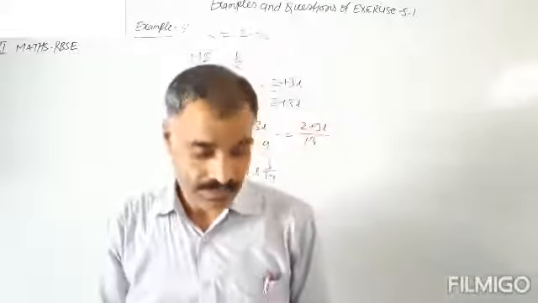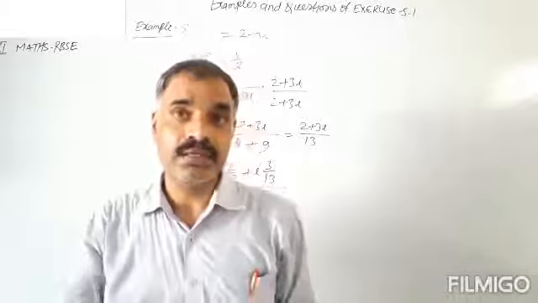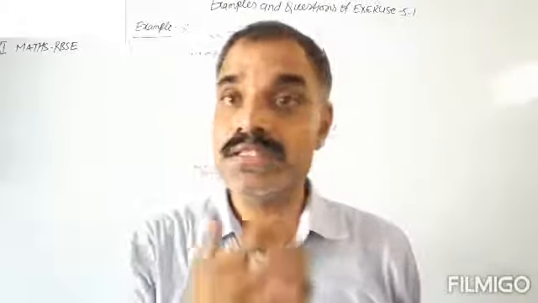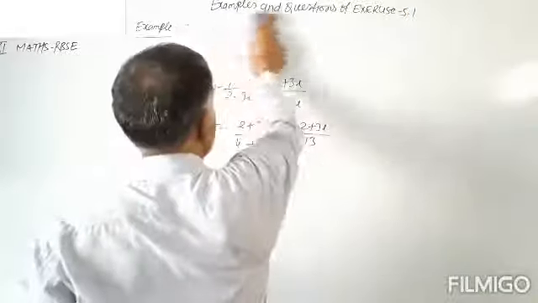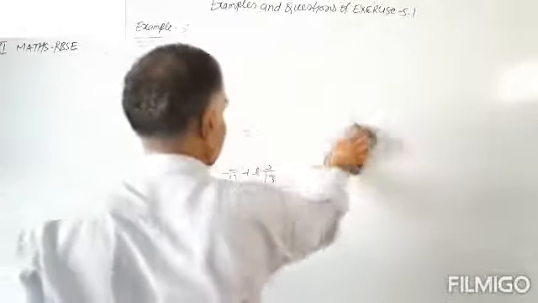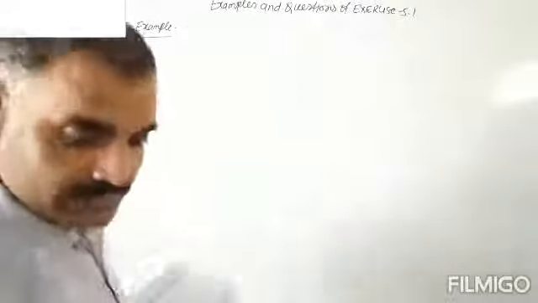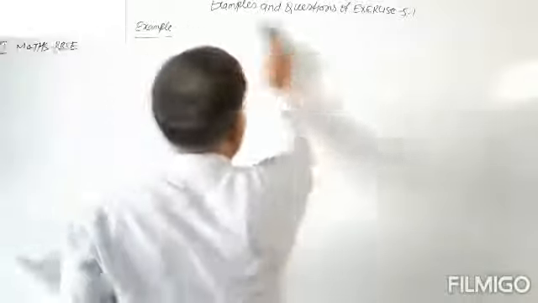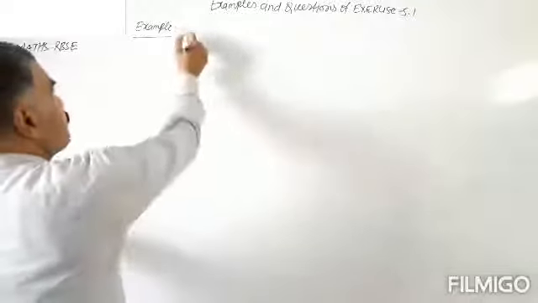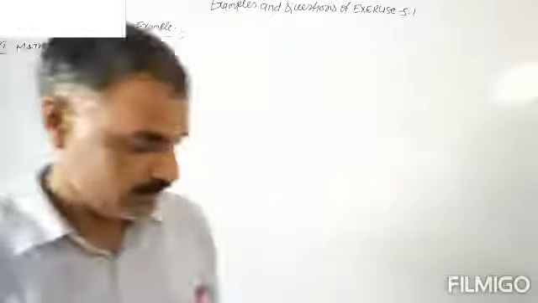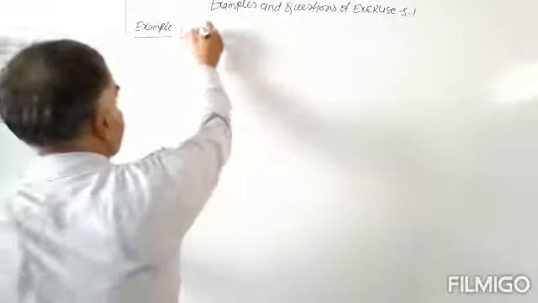Question number 6. This we have again to express in a plus iota b, the standard form of the complex numbers. Standard form of the complex number is a plus iota b. So question number 6: express the following in the form a plus iota b, first part.